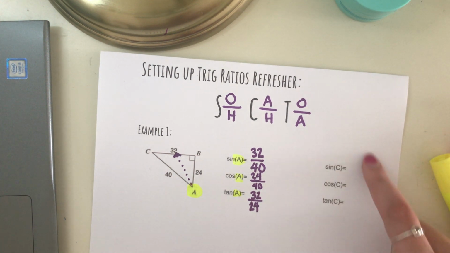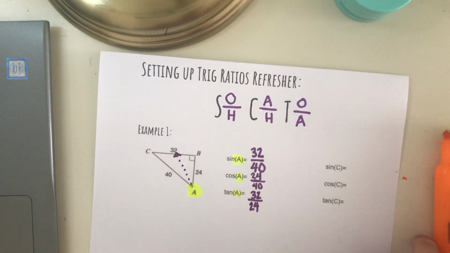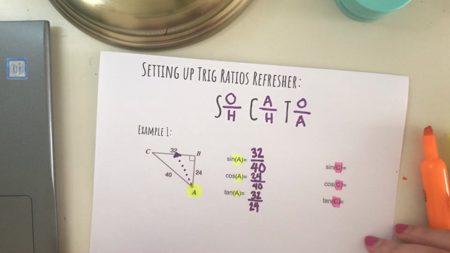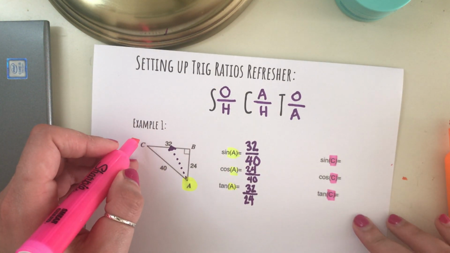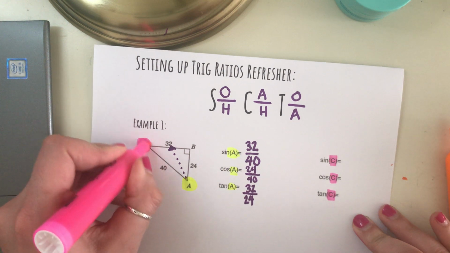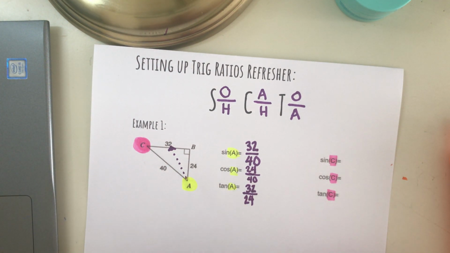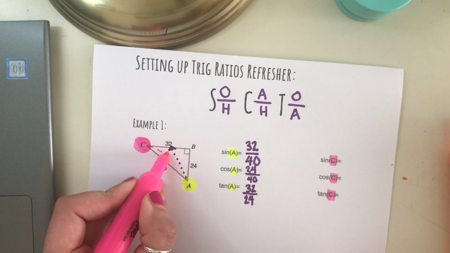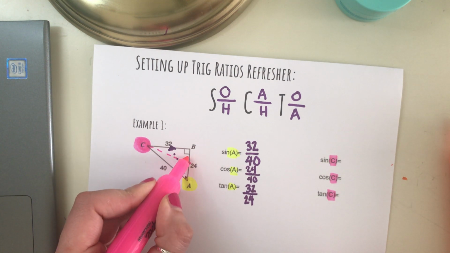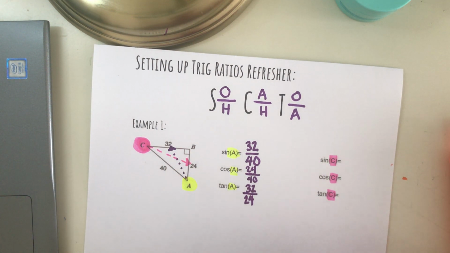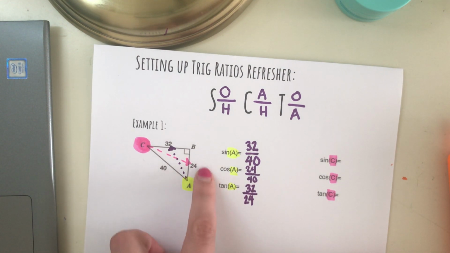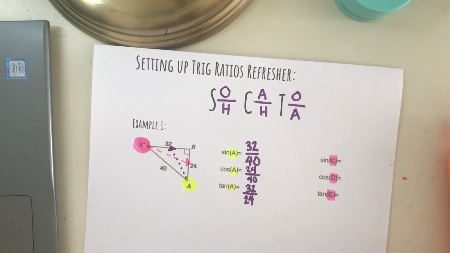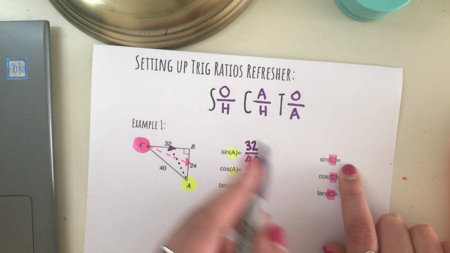Now, for this side, I'm going to color it all pink. It's sine of C, cosine of C, and tan of C. So for these three questions, I'm going to be looking from angle C. Okay? And from C, let's just go ahead and identify our opposite side. So the side that I travel across my triangle to get to is going to be 24. So now the opposite side is 24 because I'm looking from C and I have to travel across my triangle to get there.